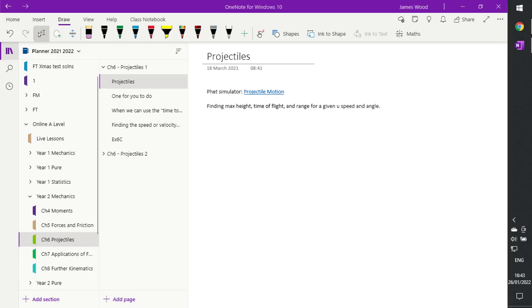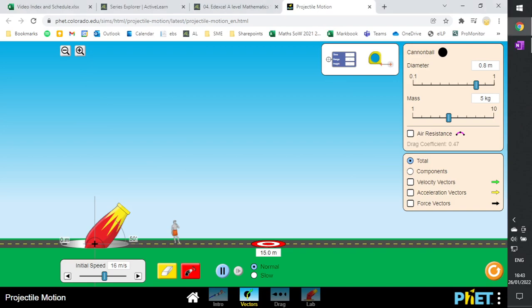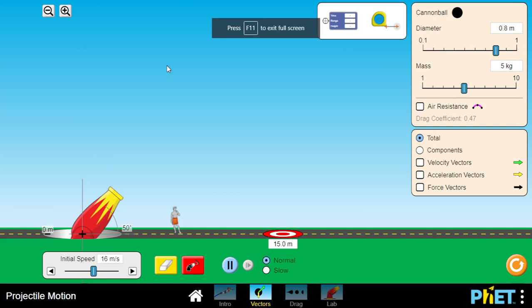In this chapter on mechanics, we're going to look at something called projectiles, which is basically an application of kinematics and SUVAT that we've looked at already. Now, here I've got a little simulator set up to look at some projectiles, so some things being fired from this cannon. And I can change what speed I fire the cannonball at, and I can change what angle I fire it at. Okay, so let's fire it at 16 meters per second at an angle of 50 degrees to the horizontal. If we do that, we will see what happens.